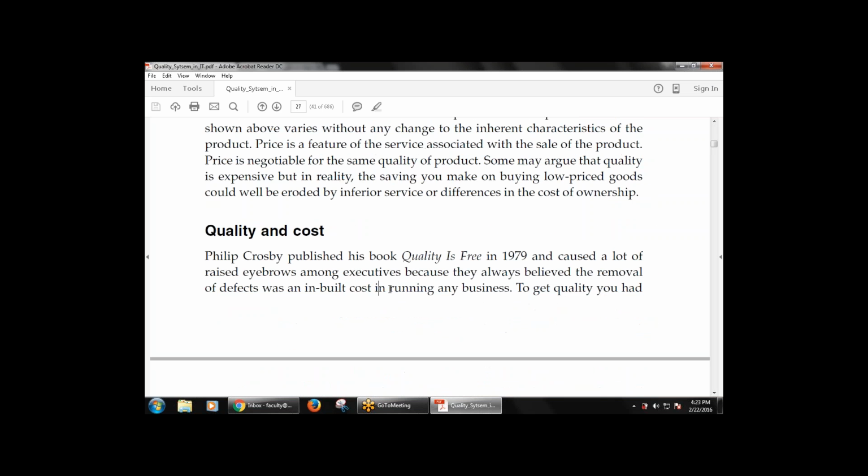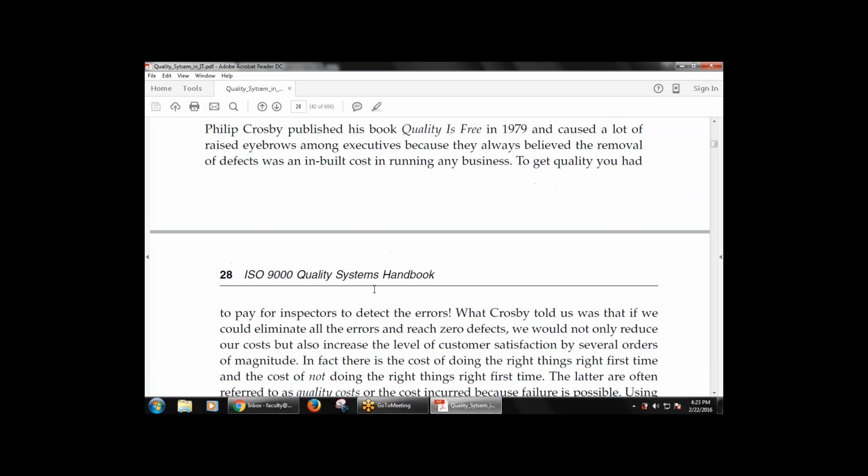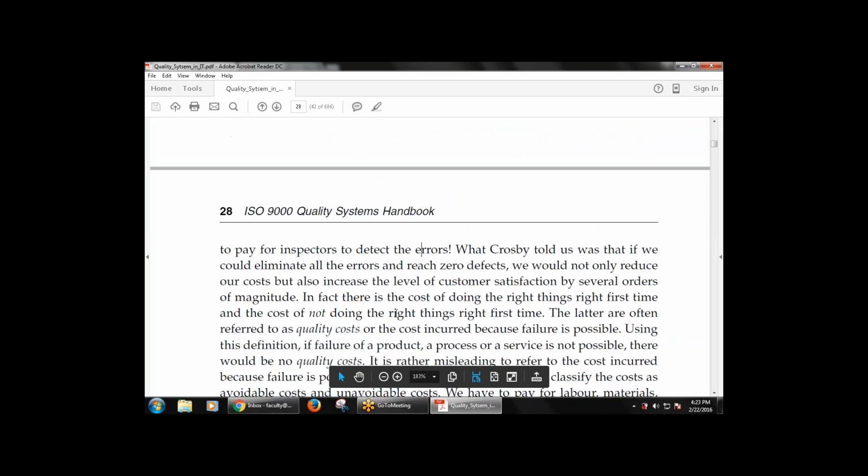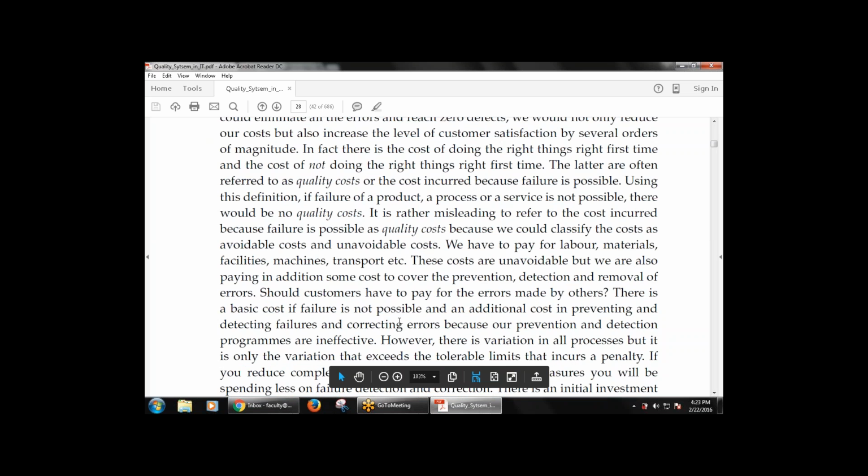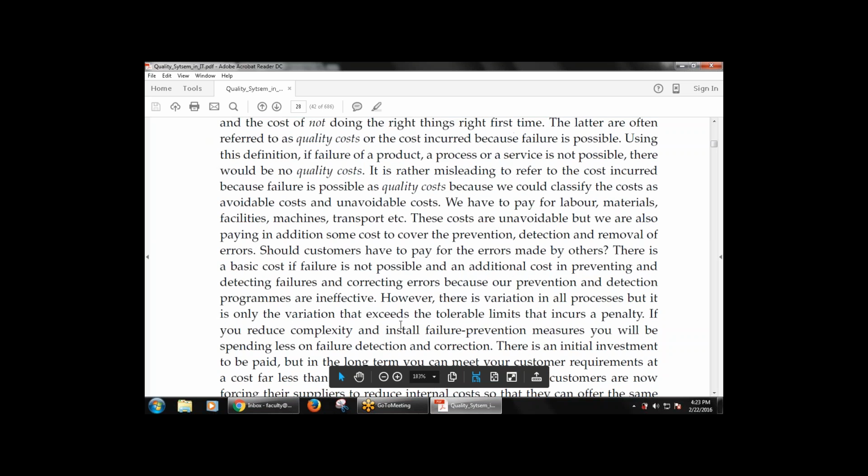That means quality was seen as very costly. To get the quality, you had to pay for the inspector to detect the error. So if I say that my product is very good as a manufacturer, I have to pay money to the inspector, the tester, to detect whatever errors are coming. And if we could eliminate all the errors and reach zero defects, we would not only reduce our cost but also increase the level of customer satisfaction by various orders of magnitude. That means quality and cost are associated with each other.